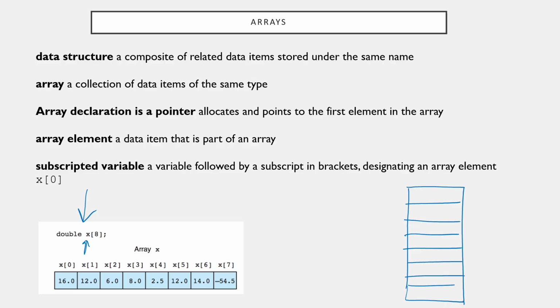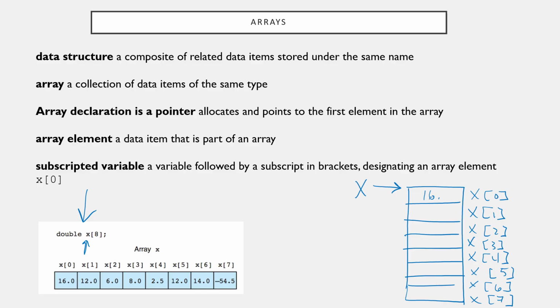X is going to point here, and this is going to be X at index 0, X at index 1, X at index 2, X at index 3, X at index 4, X at index 5, X at index 6, and X at index 7. These are all doubles, so these would be the size of doubles. If they have data there, this would be where their data is, 16.0, 12.0. An array is consecutive in memory, so it's contiguous, it goes in order in memory.